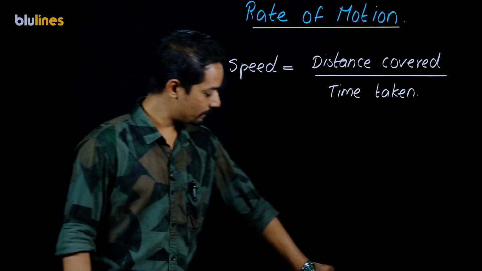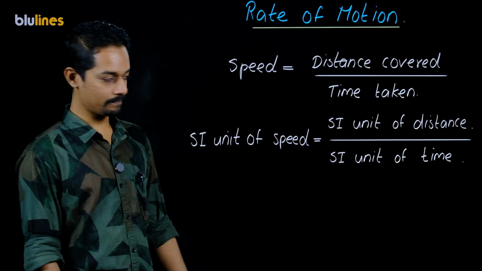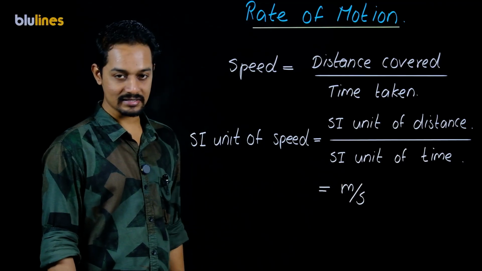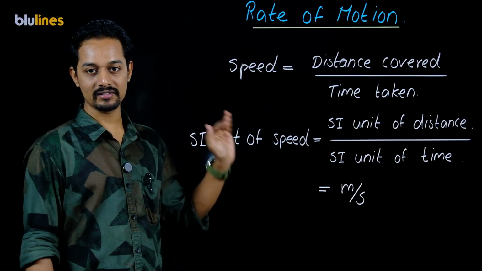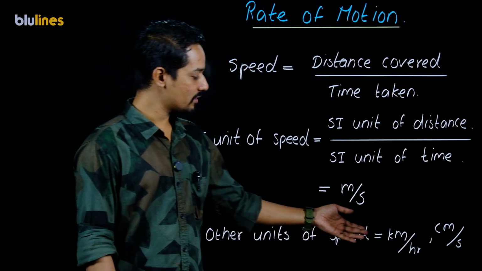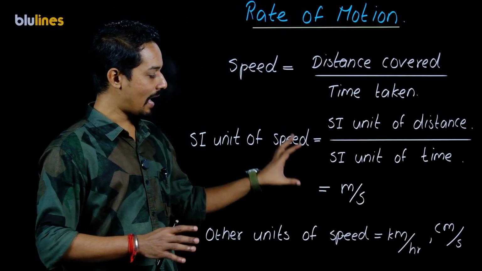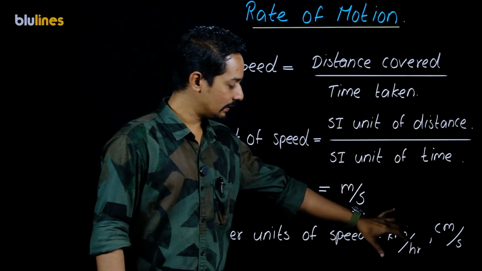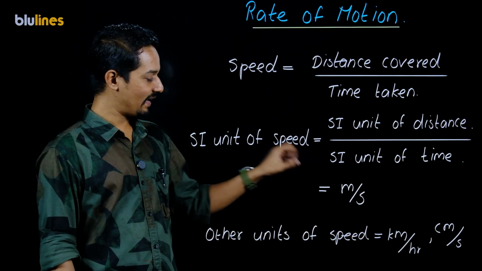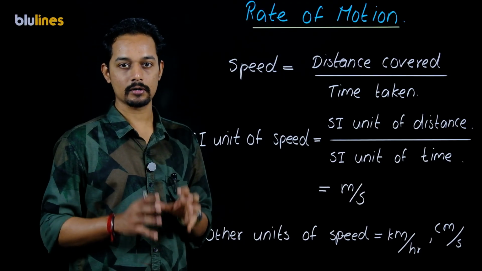So what is the unit of speed? The SI unit of speed is the SI unit of distance divided by the SI unit of time. The SI unit of distance is meter and the SI unit of time is second. So the SI unit of speed is meter per second. Other than that, speed can also be mentioned in other units like kilometer per hour or centimeter per second. In our problems, we will have to convert the non-SI units to SI units, meaning kilometer per hour has to be converted to meter per second if the answer has to be reported in SI units.